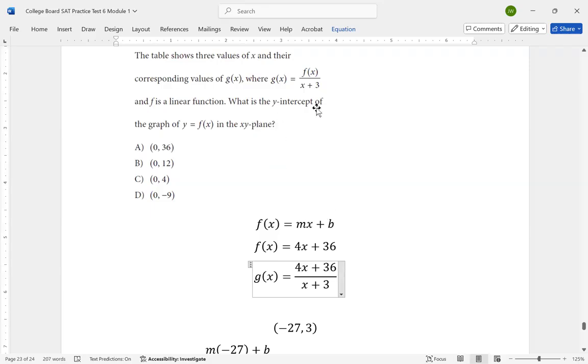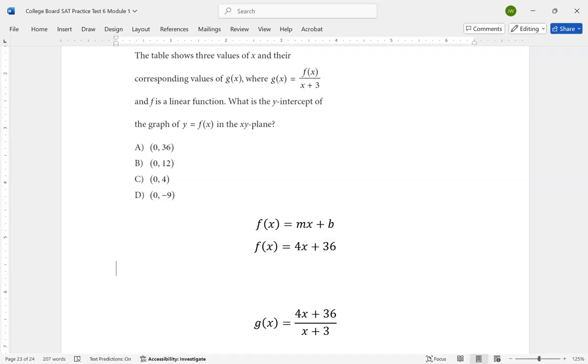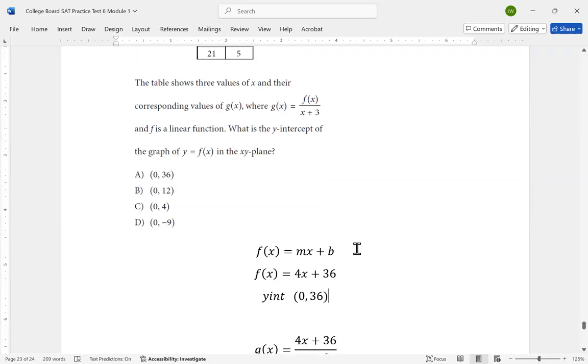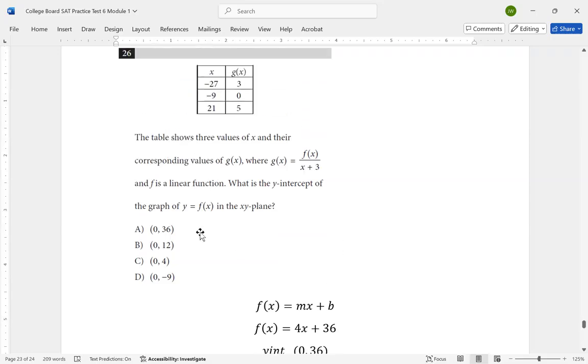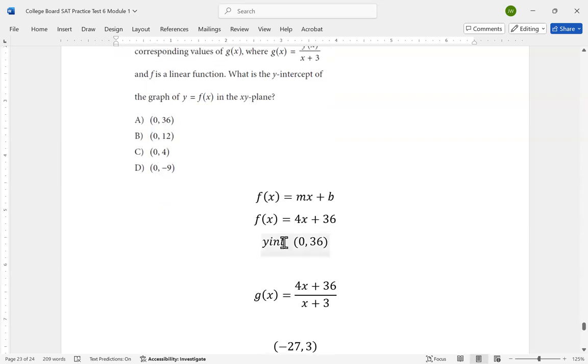Now it says, what is the y-intercept of the graph y equals f of x? So the graph y equals f of x is already in slope-intercept form, and therefore we should know that the y-intercept is the point 0, 36. And that's obviously answer A. So the answer to question 26 is A, which is the point 0, 36. That's the y-intercept of y equals f of x.